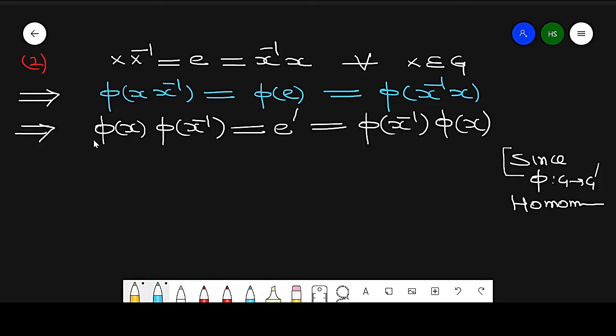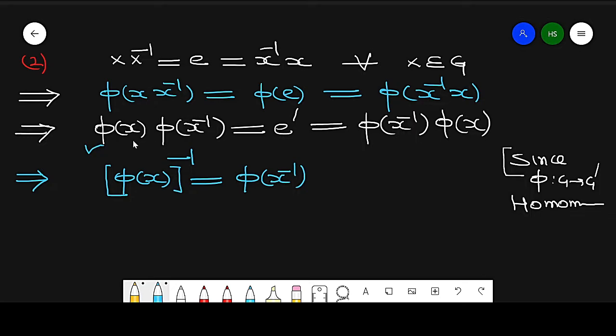Now, if the product of two elements is equal to the identity, then they are inverses of each other. If they are inverses of each other, then the inverse of phi x is equal to phi of x inverse, because they are inverse to each other. So the inverse of this element is this element, and vice versa. So it proves result number 2.